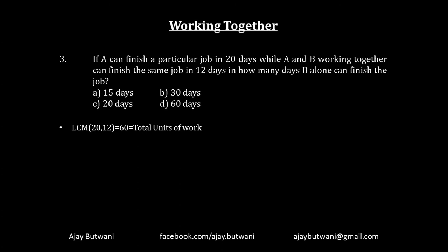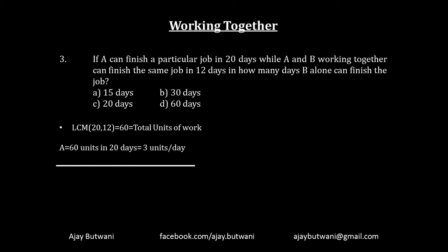LCM of 20 and 12 is 60, and we will be assuming it is equal to the total number of units. Now, as 60 is our total work and A can do the total work, that is 60 units, in 20 days, in one day he will be completing 3 units. I don't know in how many days B alone can do the job. That is the question which we are supposed to find.